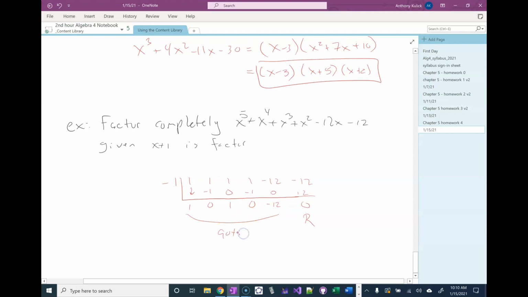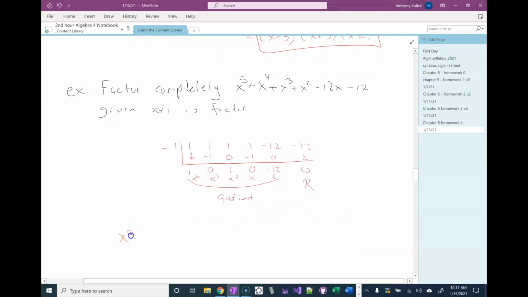The rest of this stuff is the quotient. So that's our constant term, our x coefficient, our x squared coefficient, our x cubed coefficient, and our x to the 4th coefficient. So we have that our polynomial is equal to our factor times our quotient. Everybody's okay there?